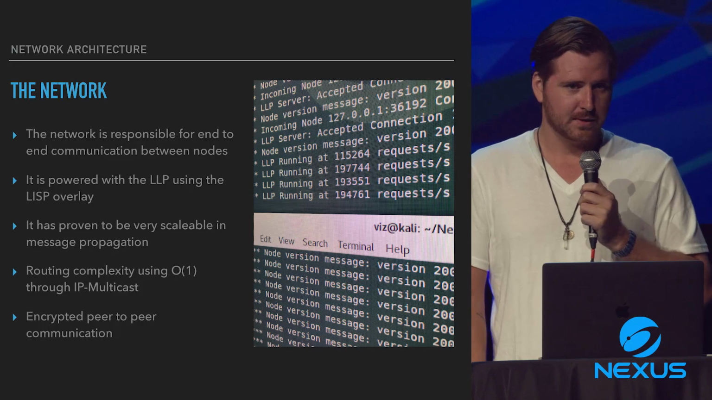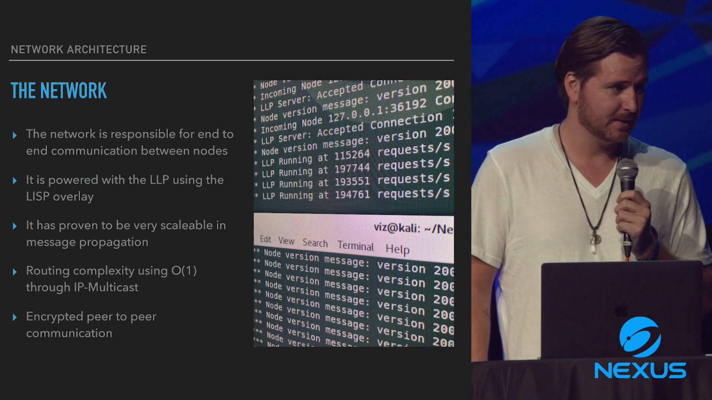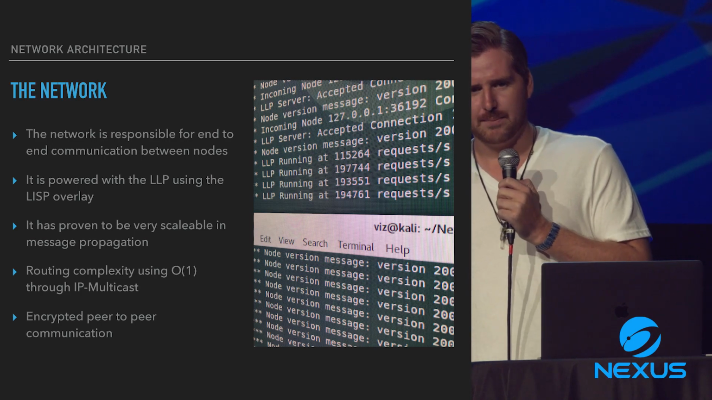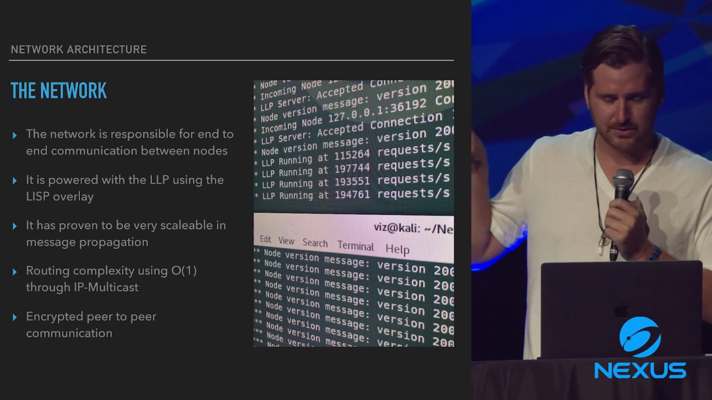Another really fun part is LISP, the Location Identity Separation Protocol, as you guys know. It decouples your address space from your actual endpoint identifier.